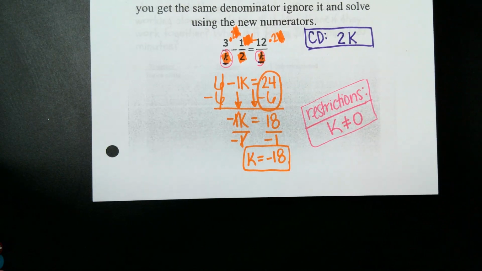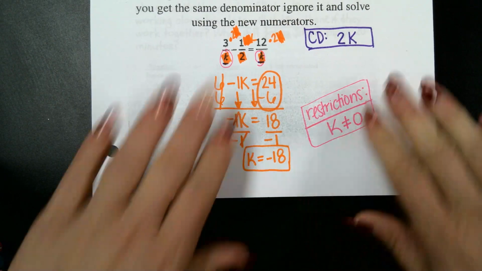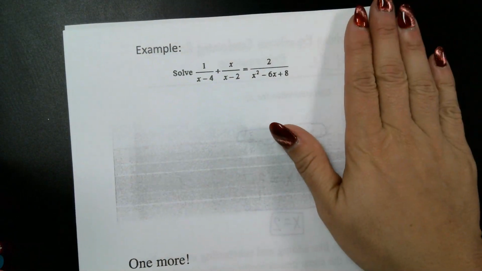All right, when you're ready, turn the page. Things are about to get a lot trickier. All right, so now we've got 2 more examples of this type of problem.